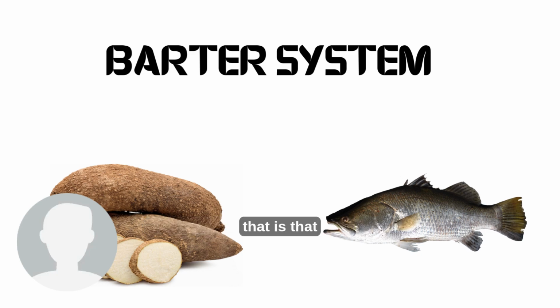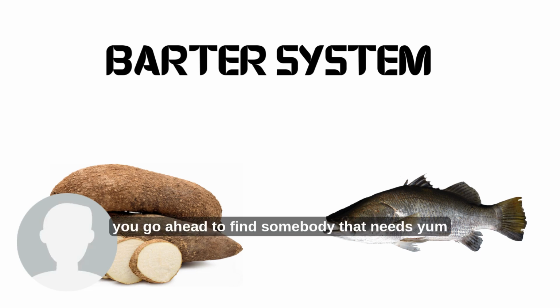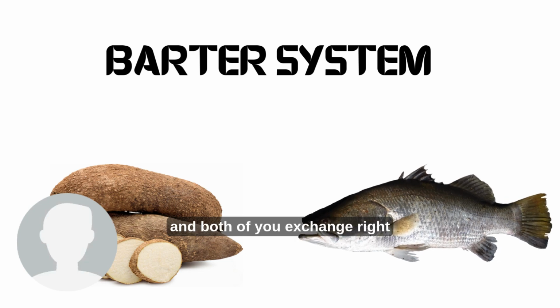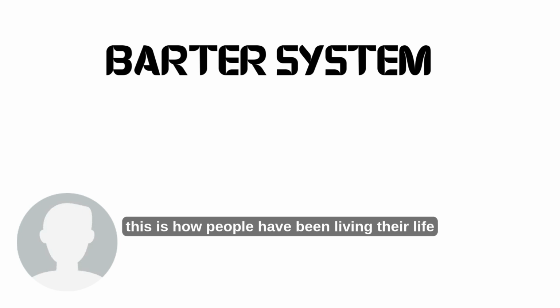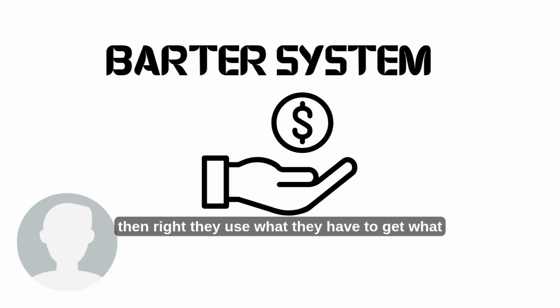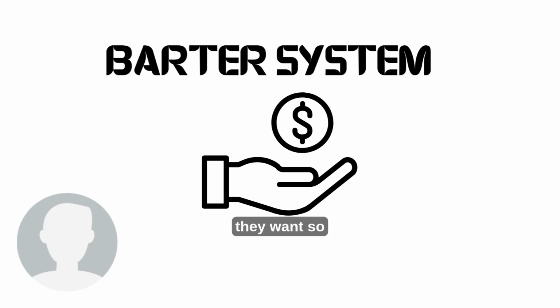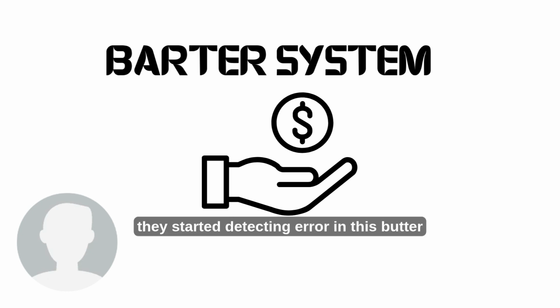What I mean by that is that you need fish and you have yam. Then you go ahead to find somebody that needs yam, and both of you exchange. This is how people were living their life then. They use what they have to get what they want. As time went on, they started detecting an error in this barter system.